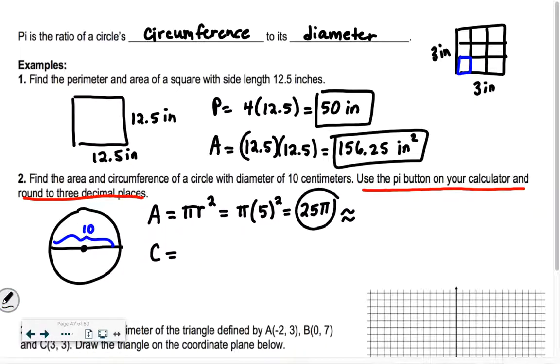Okay, and this is an approximation because we're going to round to 3 decimal places, so we're going to cut it off. So it's going to be 78.5398. I'm rounding to the 3rd decimal, so that's why I rounded up to 540. Does that make sense? Yeah.